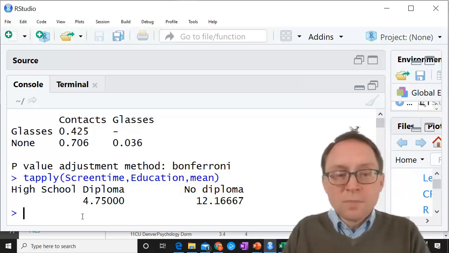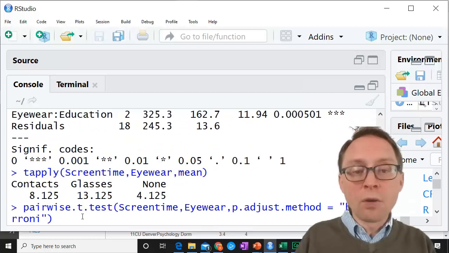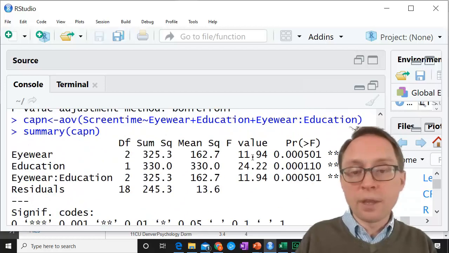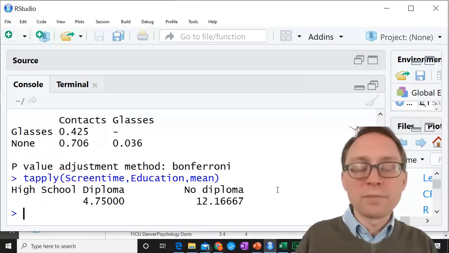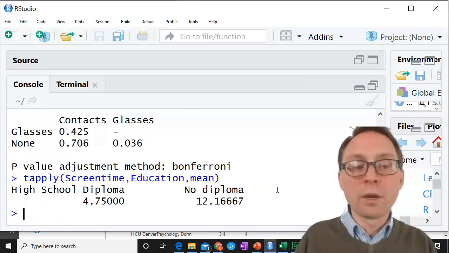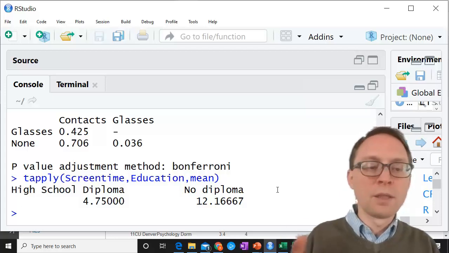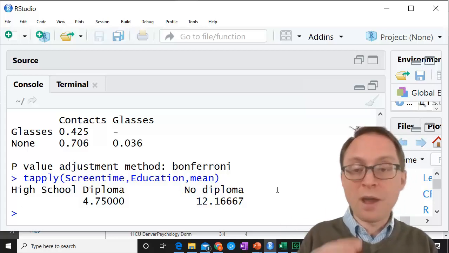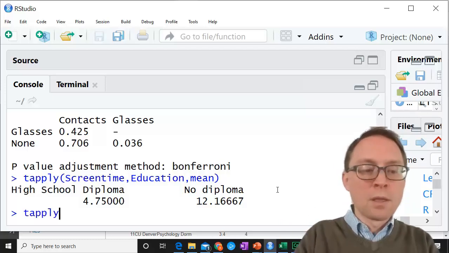Now, it's already pretty clear that my hypothesis is not going to be supported, even though these are all significant, even though the analysis of variance has two significant main effects and a significant interaction. It's probably pretty unlikely that people who wear glasses watch significantly less. People who wear glasses with a high school diploma, with no diploma, watch significantly less than everybody else, right? That was my original hypothesis. That's not going to be supported. We're pretty sure about that. Let's look at the means.